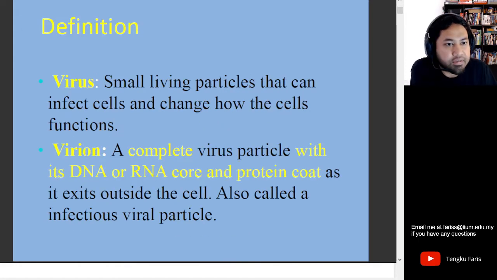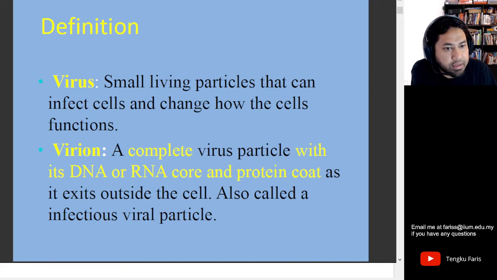So what are the viruses? The virus is a very small living particle that can infect cells and change how the cells function. Once you get a viral infection at the cellular level, you can find that these can change the activity of the host cells. How about the virions? The virion is a complete virus particle, in the form of a DNA or RNA core and also the protein coat as it exists outside the cells. This is the viral particle.